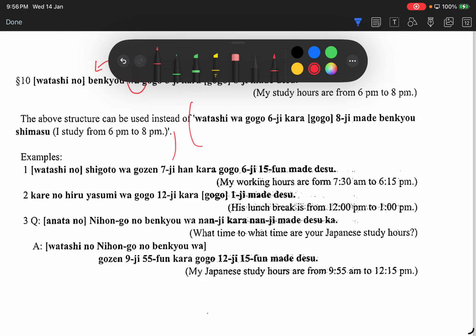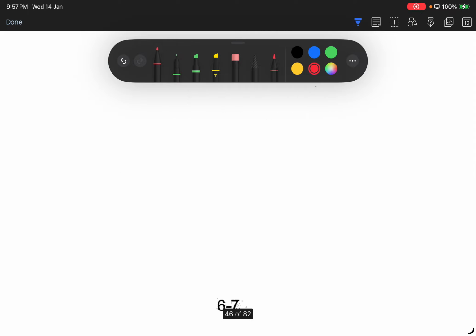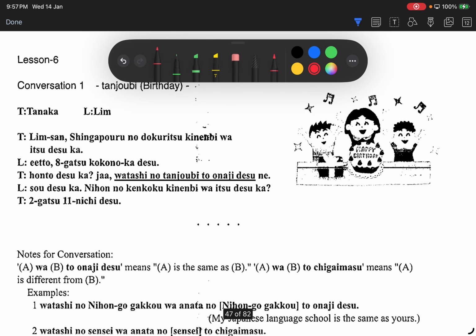Okay, number 3. 日本語の勉強は何時から何時までですか? So 日本語 is Japanese language. So Japanese language の 勉強. So the study related to Japanese, right? The study that's related to Japanese language from what time to what time? Right? Then your reply 午前から午後までです. Right? So from this time to that time. Any questions? Now we talk about a conversation. Very short only.